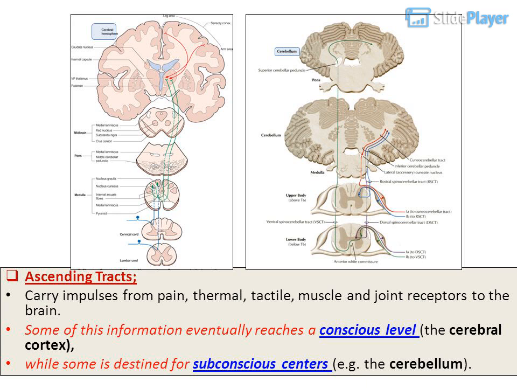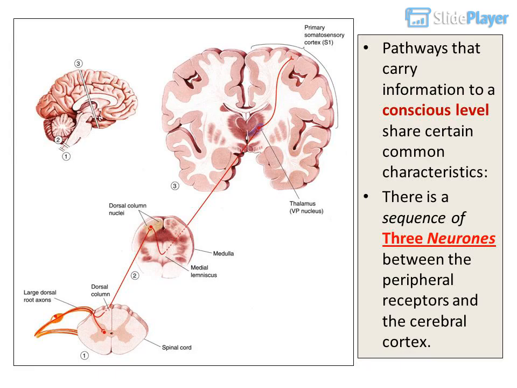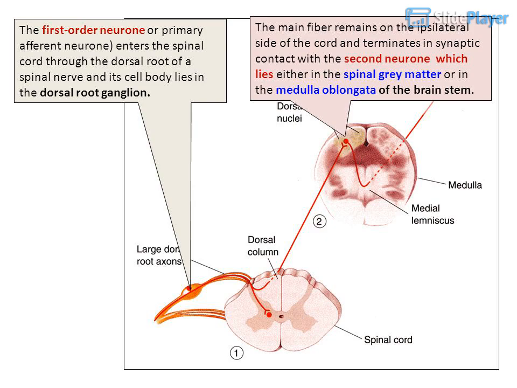Some of this information eventually reaches a conscious level, the cerebral cortex, while some is destined for subconscious centers, for example the cerebellum. Pathways that carry information to a conscious level share certain common characteristics. There is a sequence of 3 neurons between the peripheral receptors and the cerebral cortex. The first-order neuron or primary afferent neuron enters the spinal cord through the dorsal root of a spinal nerve and its cell body lies in the dorsal root ganglion.